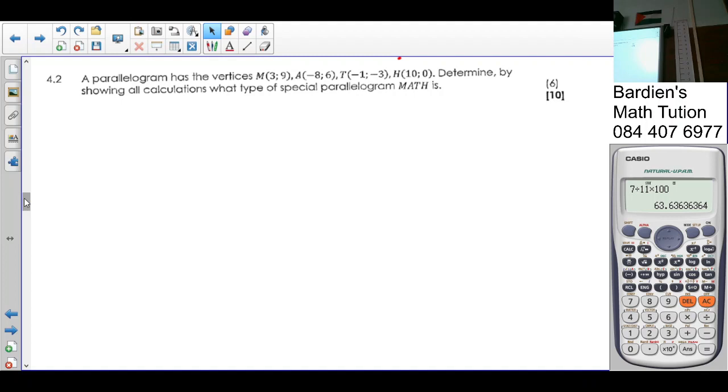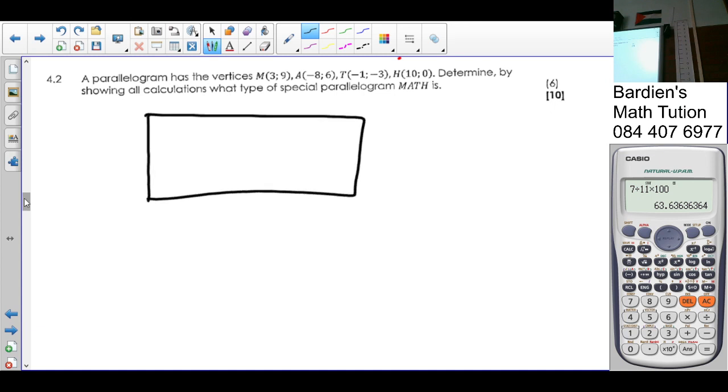In 4.2, a parallelogram has the vertices M. Again we draw. It could be tilted and so on. It has vertices M, which is 3 and 9, A, which is negative 8 and 6, T, which is negative 1, negative 3, and H, which is 10 and 0. You could draw this in a Cartesian plane, it will look more realistic. Determine, showing all calculations, what type of special parallelogram MATH is.